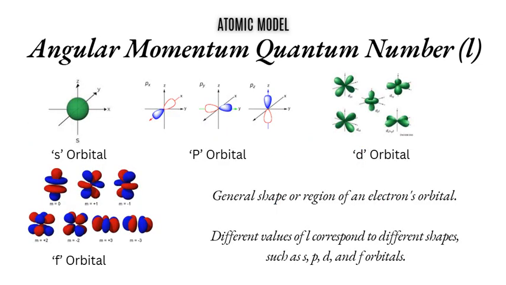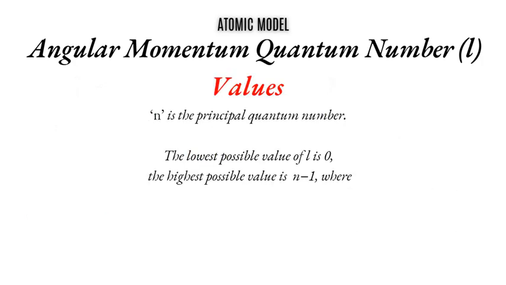The angular momentum quantum number L describes the general shape or region of an electron's orbital. It is also known as the azimuthal quantum number or secondary quantum number. Different values of L correspond to different shapes such as s, p, d, and f orbitals. For a principal quantum number n, the lowest possible value of L is 0 and the highest possible value is n-1. For example, if n equals 2, then L could be either 0 or 1.